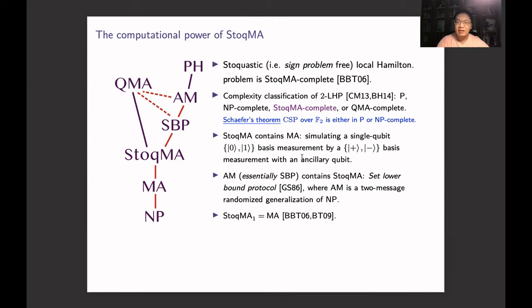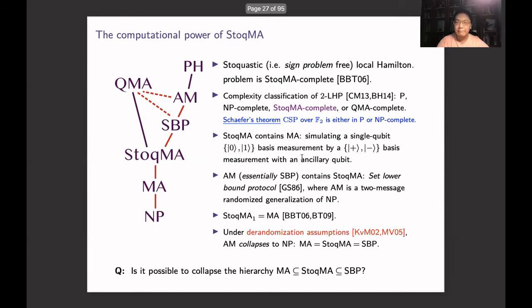Breuer-Besant also showed that StoqMA1 is equal to MA. So just StoqMA with perfect completeness. Under a generalization assumption, AM would collapse to NP. So all the classes we mentioned here, MA, StoqMA, and SPP, are supposed to be the same. So the question is, is it possible to collapse the hierarchy? MA contains StoqMA, which contains SPP.